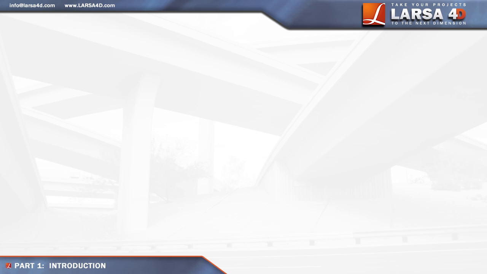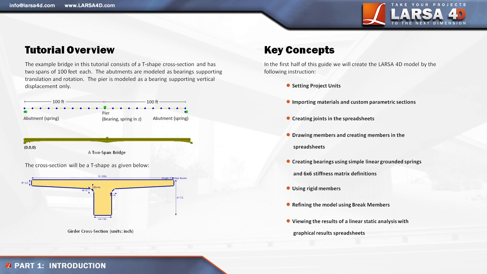in New York. In this introductory tutorial for Bridge Projects, we'll be using Larsa 4D's Bridge Series software to provide an overview for the analysis of a straight, two-span, single girder bridge with a T-shaped cross-section. As we can see, the bridge model we'll create has two spans of 100 feet each. Our abutments are modeled as bearings supporting both translation and rotation, and the pier is modeled as a bearing supporting vertical displacement only.